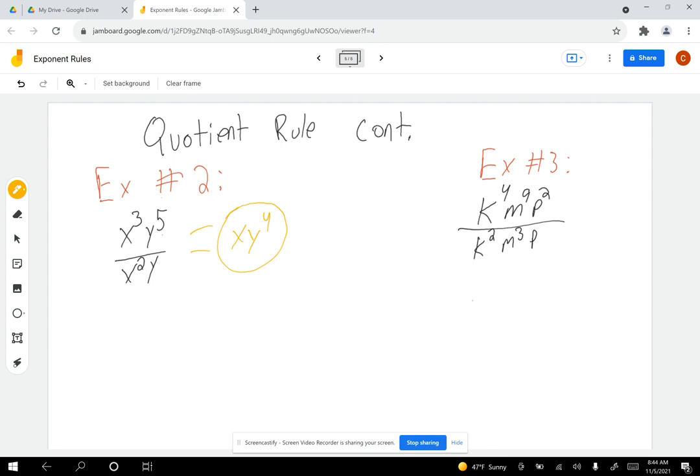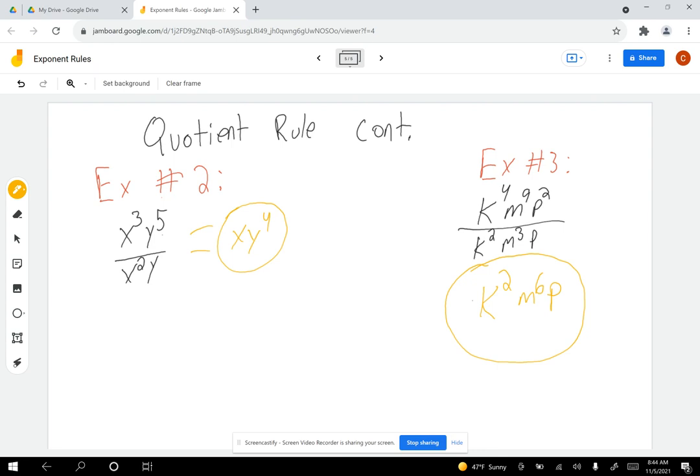Lastly, for example number 3, I have 3 different variables, so 3 different bases with different exponents, but again, no coefficients. My coefficients are 1. Now, k to the fourth divided by k to the second should give me k to the second. M to the 9 divided by m to the third should give me m to the 6. And p to the second divided by p to the first should just give me p. So my simplified answer is k to the second, m to the 6, p.